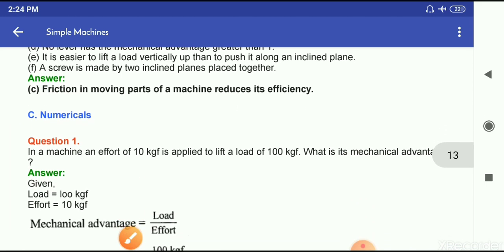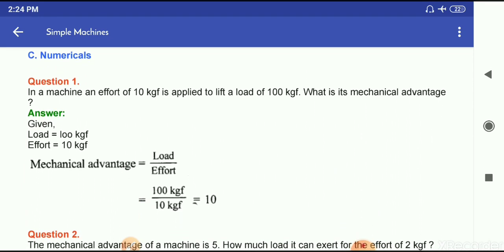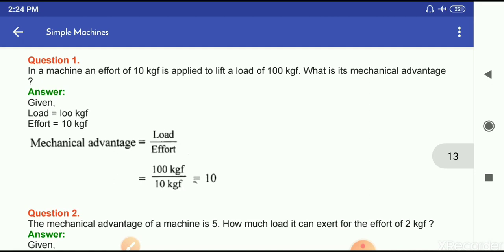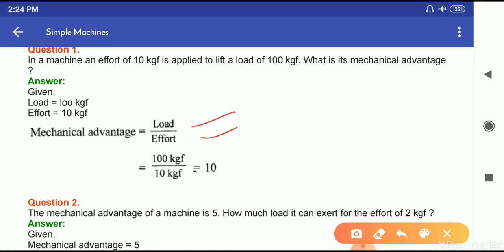Now the numericals. Question number 1: in a machine, an effort of 10 kgf is applied to lift a load of 100 kgf. What is its mechanical advantage? Mechanical advantage is load upon effort. Load given is 100 kgf and the effort is 10 kgf. Therefore, the mechanical advantage is 100 divided by 10, that is 10.